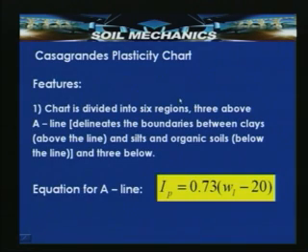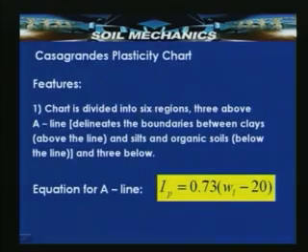So, let us look into the features of Casagrande's plasticity chart. The Casagrande's plasticity chart is developed based on the correlation of a number of soils plotted with the plasticity index on the y axis and liquid limit on the x axis, and basically it has been divided distinctly into 6 zones to classify different soils of different origin. So, the chart is divided into 6 regions, that is what we have discussed.